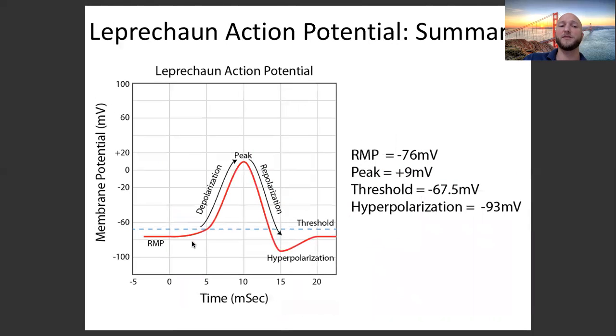So let's put it all together. We can even put this on a graph, just like we saw throughout this lecture. Just this is for a hypothetical cell; in this lecture, we saw it for a human cell. Resting membrane potential, negative 76 millivolts. Threshold, we're depolarizing, going towards 0, so threshold is negative 67.5. We get to our peak at positive 9 millivolts. We then repolarize past resting membrane potential to a hyperpolarized state, negative 93. And then we get back to resting membrane potential.